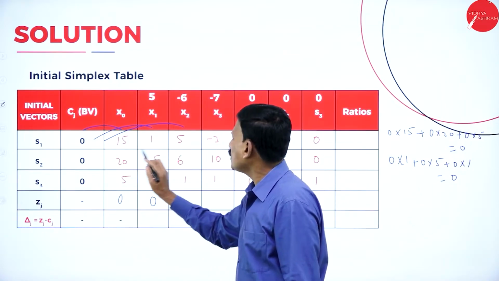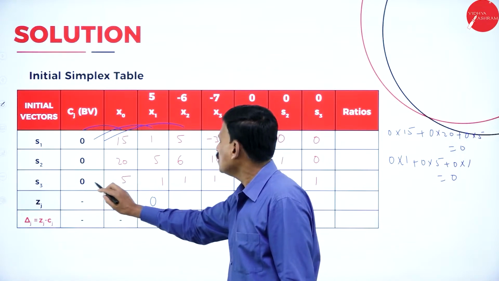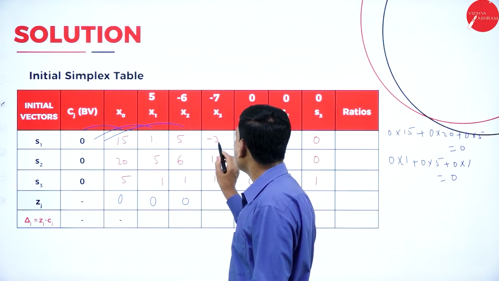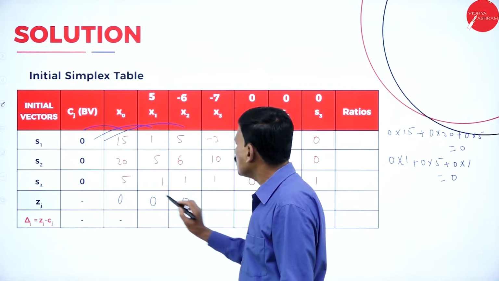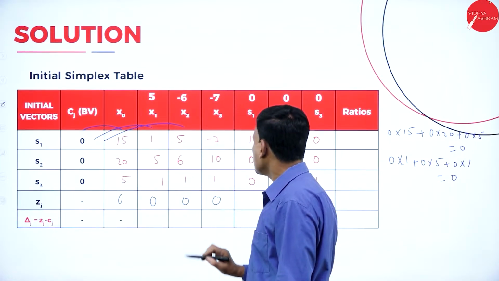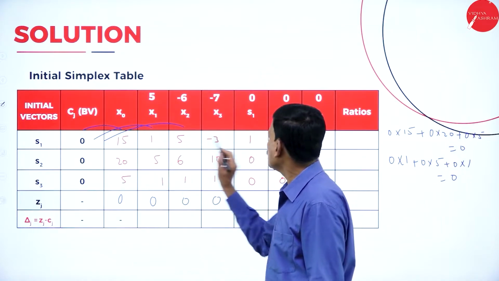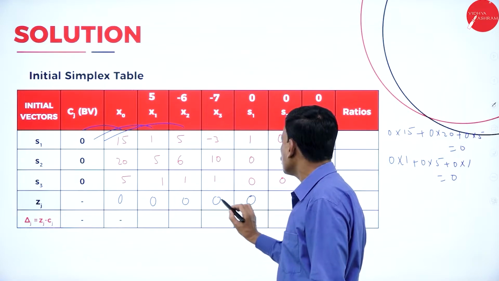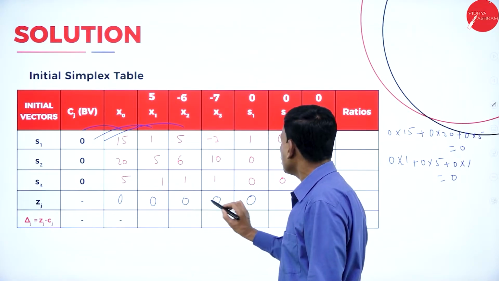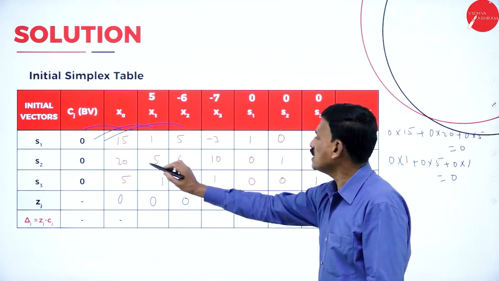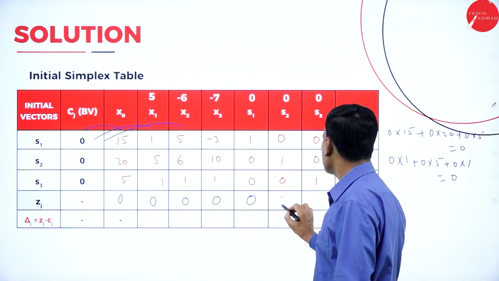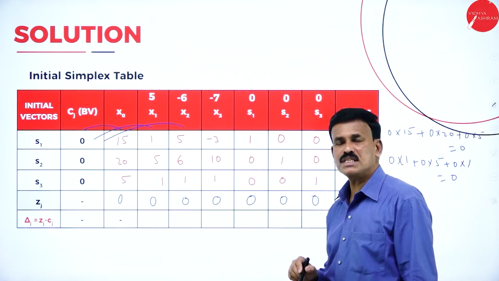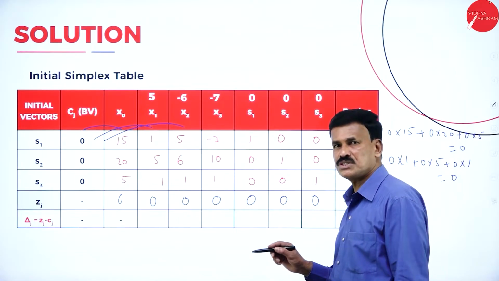Similarly 0 into 5 is 0, 0 into 6 is 0, plus 0 into 1 is 0, this is also 0. Again 0 into minus 3 is 0, plus 0 into 10 is 0, plus 0 into 1 is 0, this is also 0. Again 0 into 1 is 0, plus 0 into 0, so this is also equal to 0. And the last, 0 into 0 plus 0 into 1 is 0, so this is also 0. So usually in the initial simplex table the value of Zj is always 0, 0, 0.